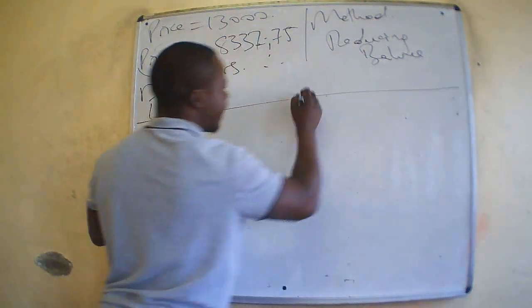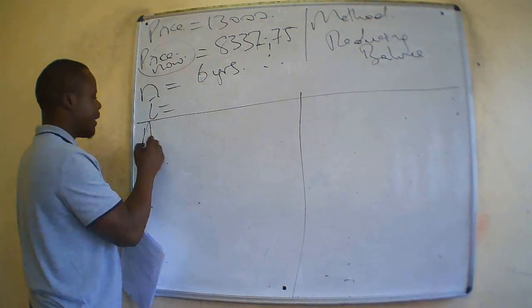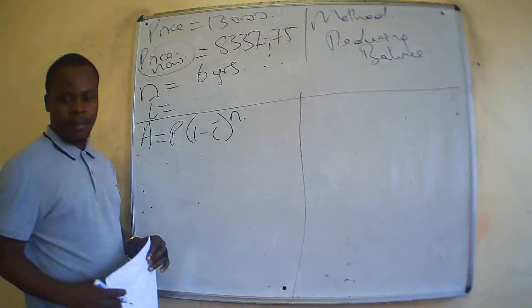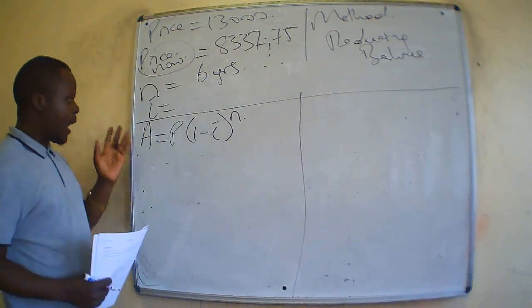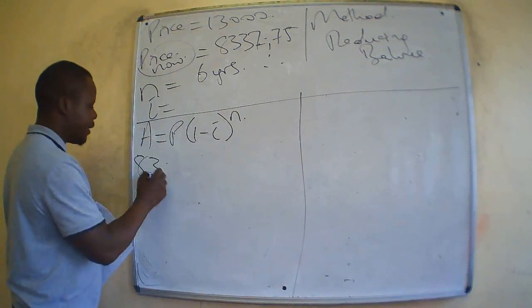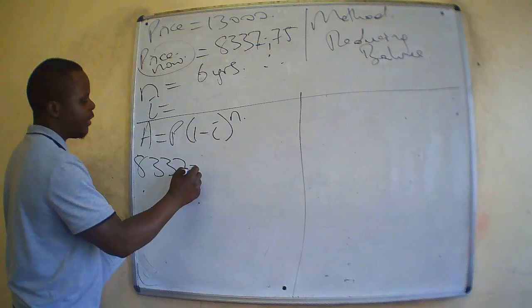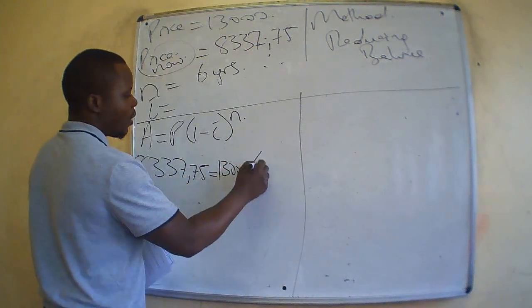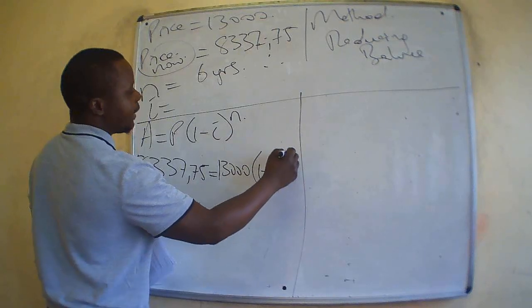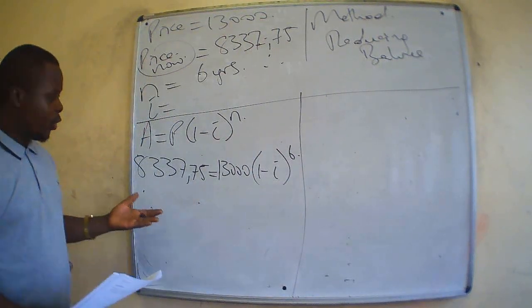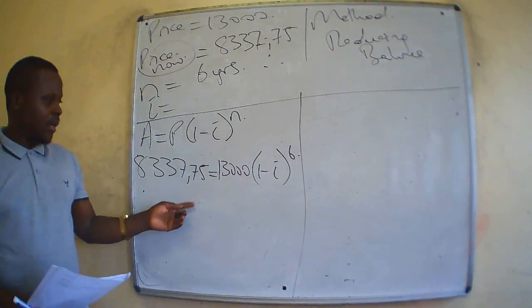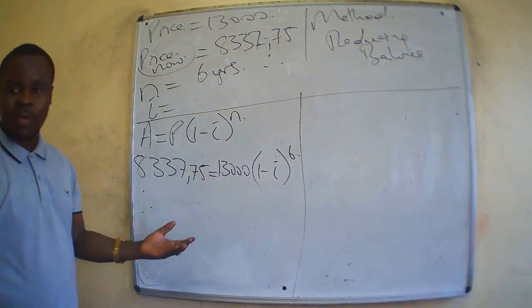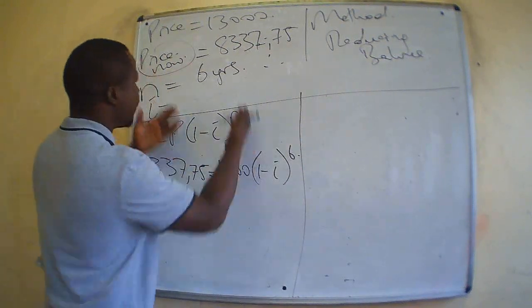To get that, we should understand that our formula is A is equal to P(1 minus I) exponent N. This is the formula in this case. Our A is 8337.75, which is equal to P, which is 13,000, times (1 minus I) exponent 6. So this is the equation. What we're going to do next is divide both sides by 13,000. This is the substitution of the information.